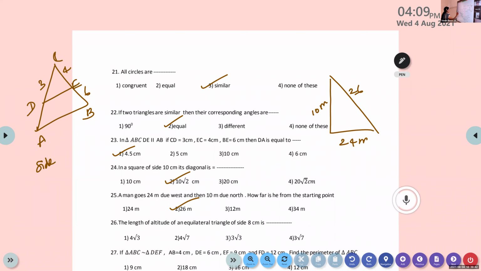4√3. Root 3 by 2. So here 8 root 3 by 2 means 8 by 2, 4. 4 root 3. Then the next one.